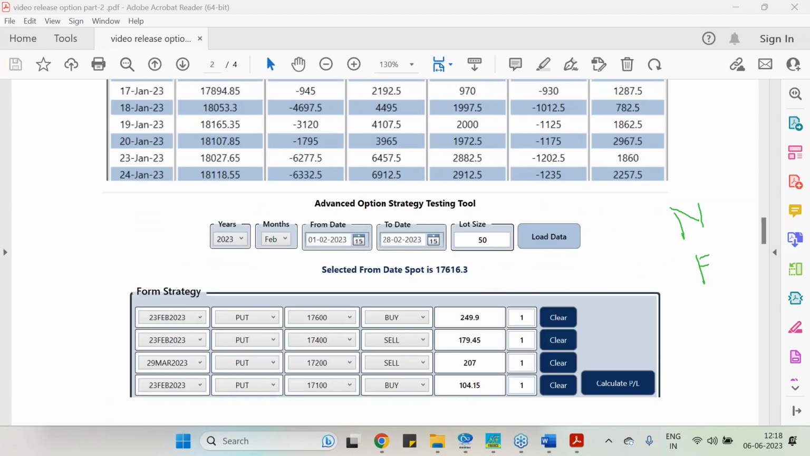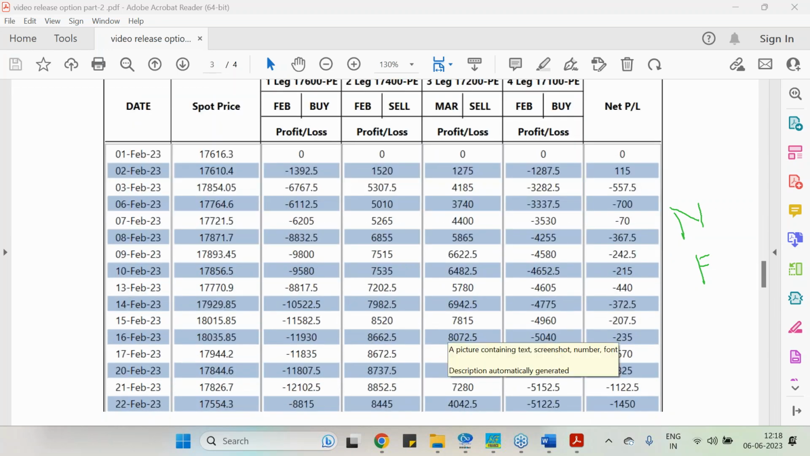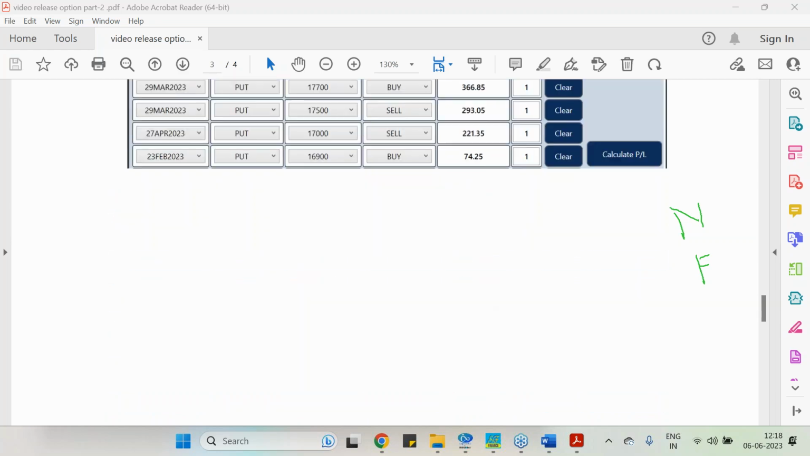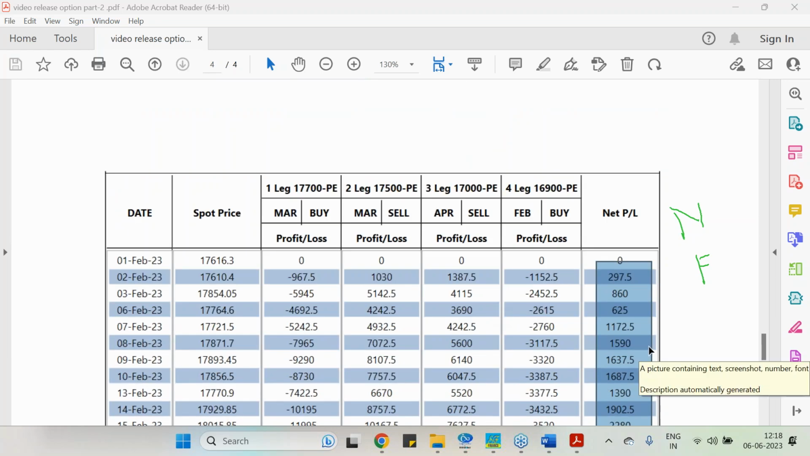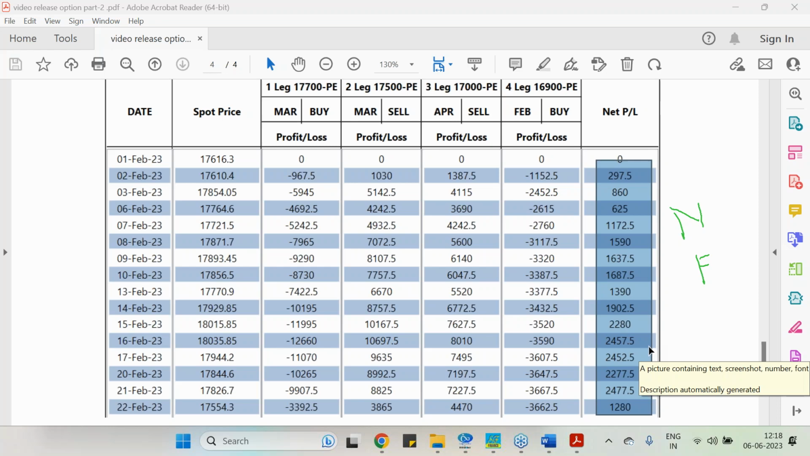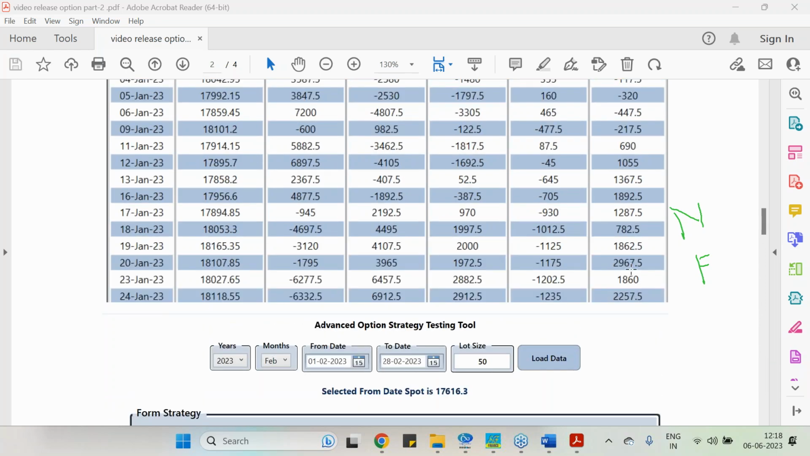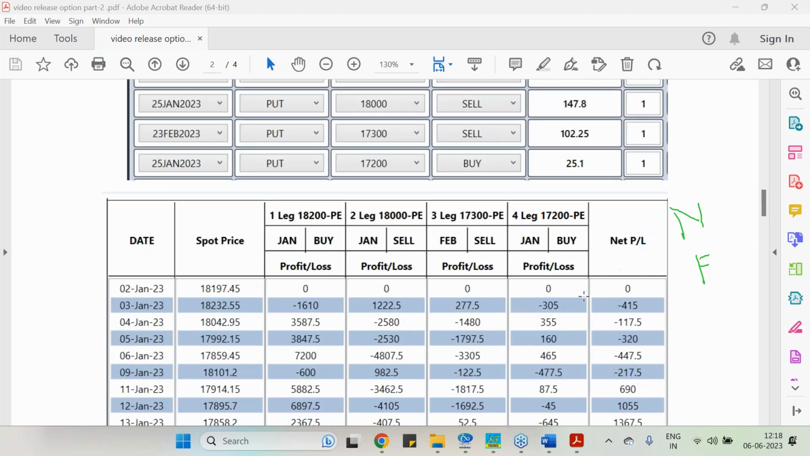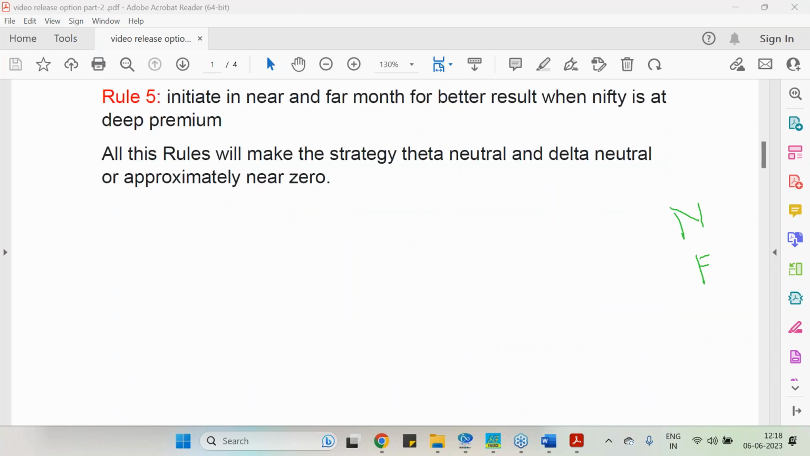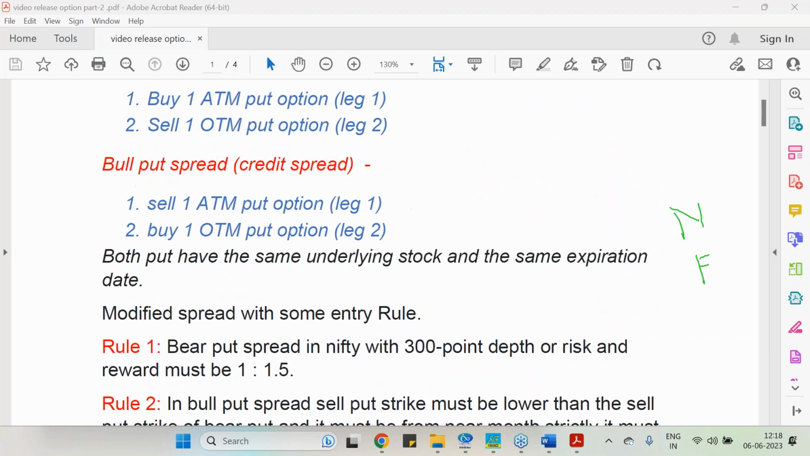January it has benefited. So February we have seen that small losses, but if it is by tweaking the rule, we are getting slight more profit. And January also, if we have initiated for February, the profit would have been different. So whatever the profit we are getting here, that profit would have been bigger. So these rules, these small changes, bring a great success.